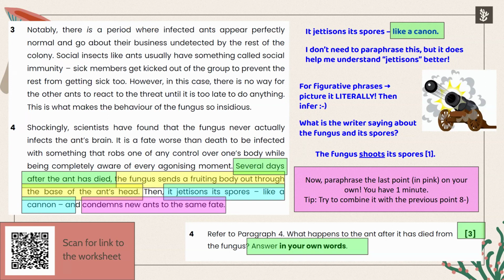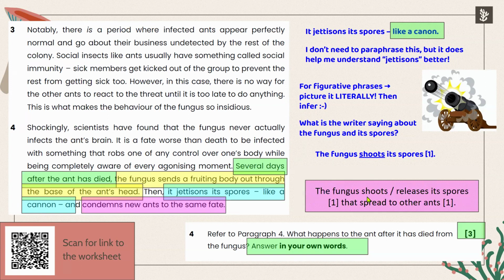Ah, okay. So, Richard, I see that you're paraphrasing it word for word. So condemned, sentences, same destiny. Not wrong, Richard, so yours is okay as well. But you notice I can actually phrase it like this: it shoots, it releases its spores that spread to other ants. Or it releases or shoots its spores and infects other ants, like what I think Evan and Gabby shared. But Richard is fine as well. Vihan, perfectly fine.